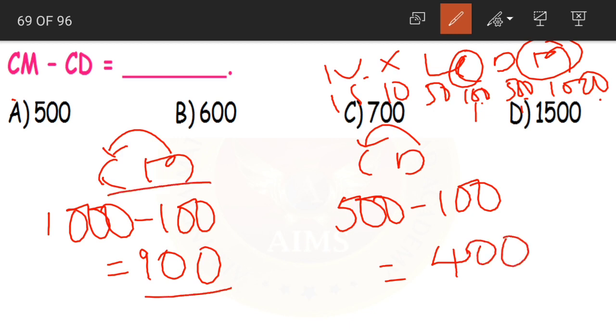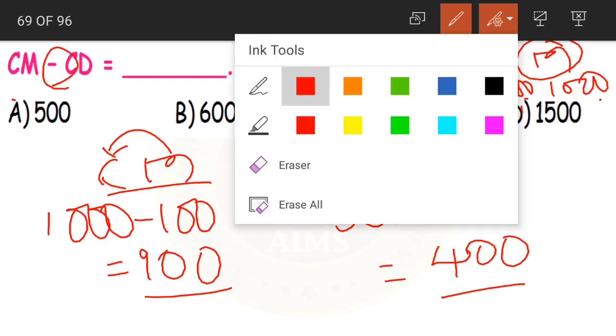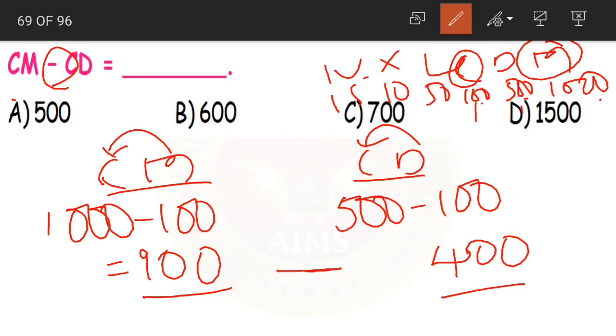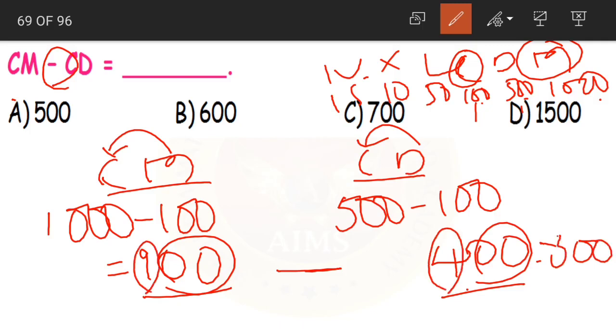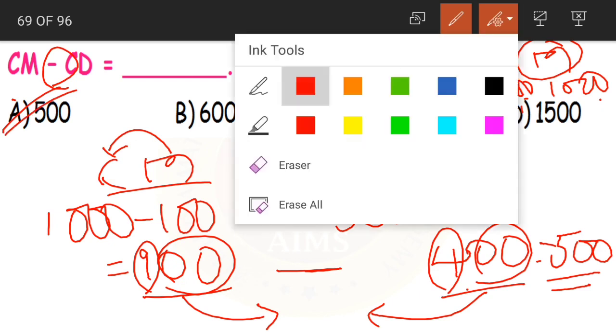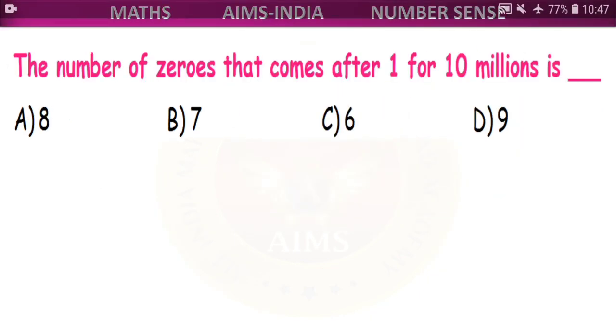Now CM is 900, CD is 400. In the question they have asked us to subtract both of these values, 900 minus 400. We can do the mental subtraction here. We have 2 zeros, so in the answer also we'll have 2 zeros. 9 minus 4 becomes 5. So 900 minus 400 is 500. That is option A, 500, our correct answer. Now moving on to the next question.